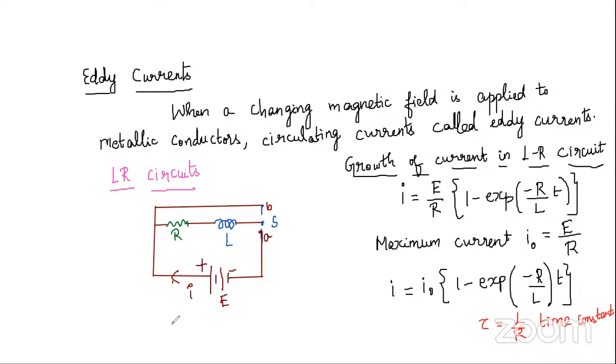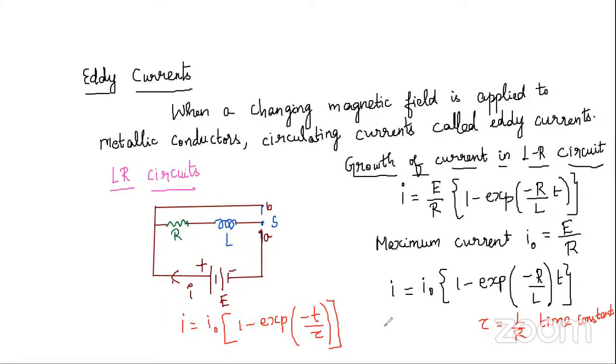I equal to I naught within the bracket 1 minus exponential minus T by tau. Here tau equal to L by R, that is called the time constant.